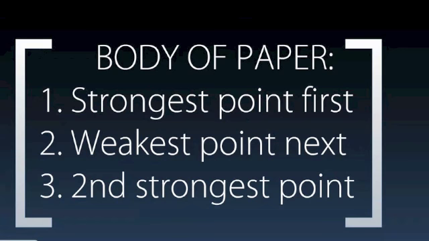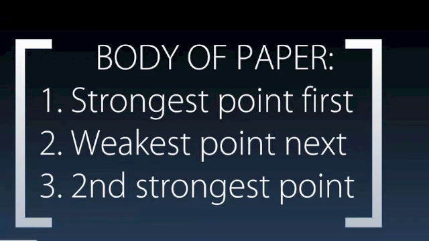The key is you want to list your strongest point first, and that's also going to show up first in your thesis statement. The third paragraph will have your weakest point, and then you have the fourth paragraph being your second strongest point in the paper. So strongest point first, weakest point second, and then your second strongest point last. You can almost think about it as the strongest being A, the weakest being a C, and the second strongest being a B.